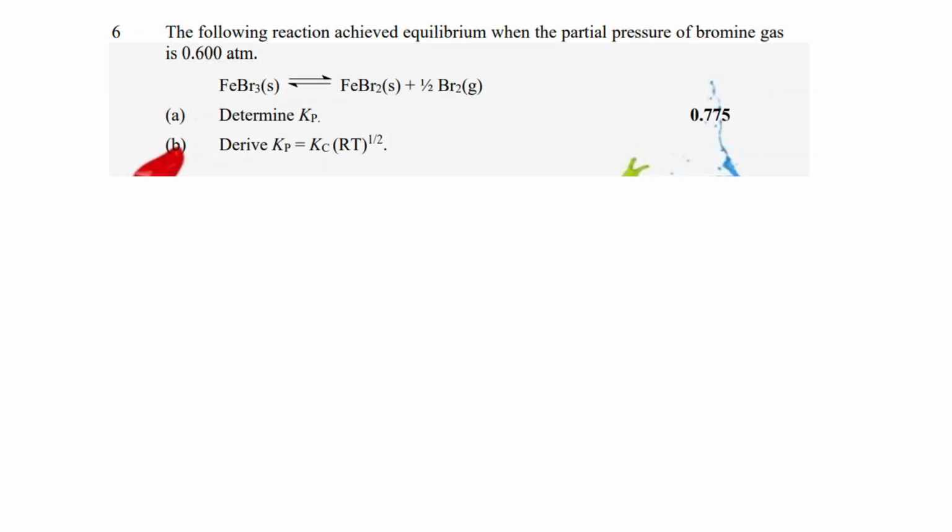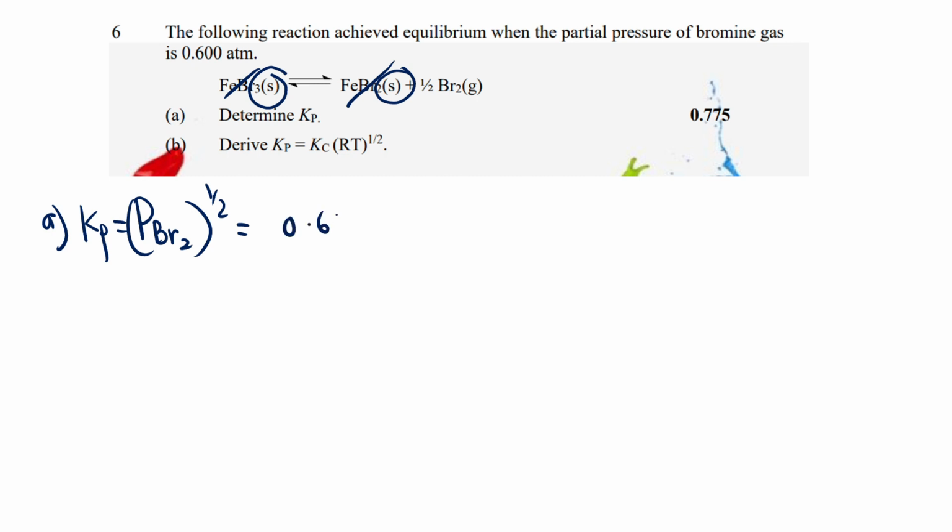Next, we proceed to question number 6. The following reaction achieve equilibrium when partial pressure of bromine gas is 0.6 atm. So, we have bromine gas only. Kenapa bromine gas? Kerana FeBr3 di sini adalah solid, FeBr2 is also solid. Jadi dia tak masuk dekat dalam expression. Jadi Kp kita is equal to partial pressure Br2 power of half. Masukkan saja nilai 0.6 power of half. So we got 0.775. Unit tiada.